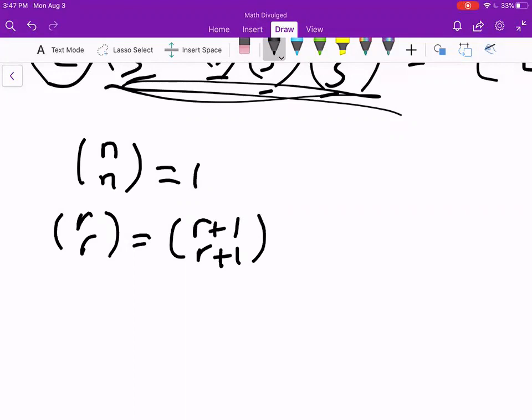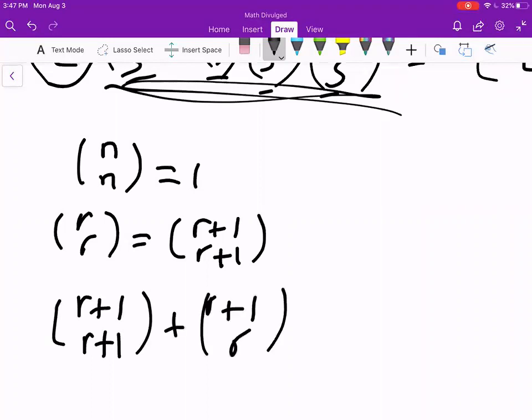Don't worry. So let's go ahead and write this expansion out. So we have r plus 1 choose r plus 1 plus r plus 1 choose r. So these are the first two terms of the series.